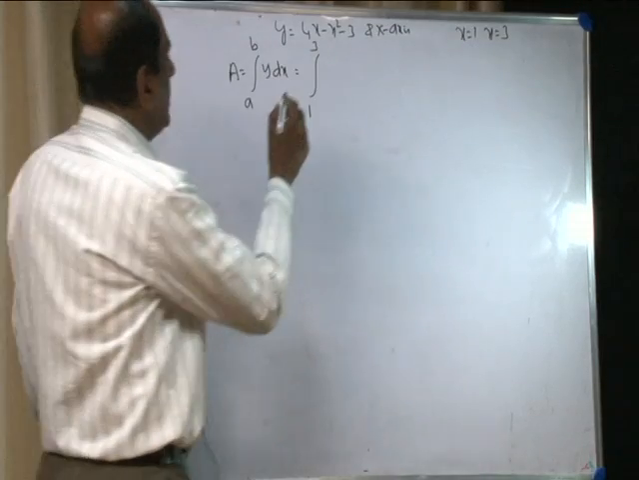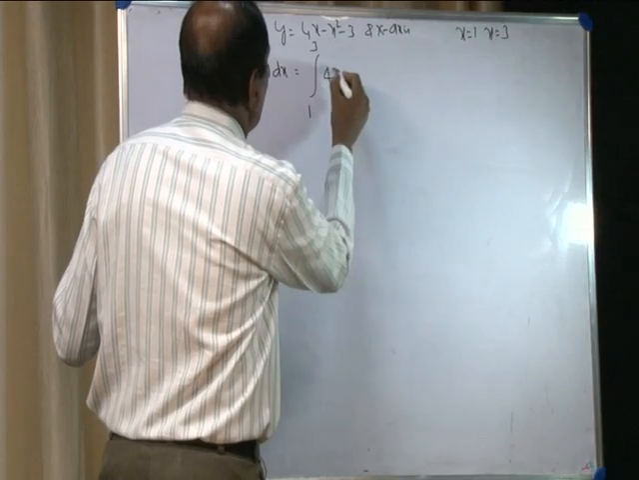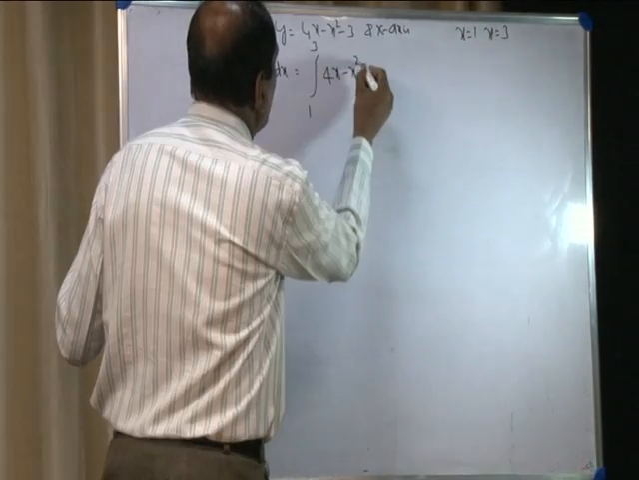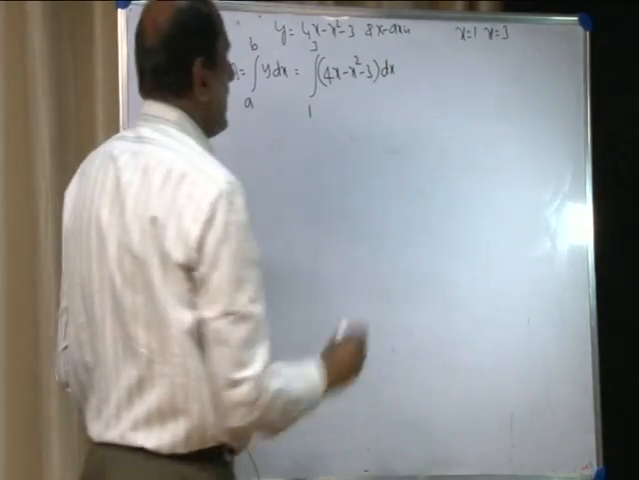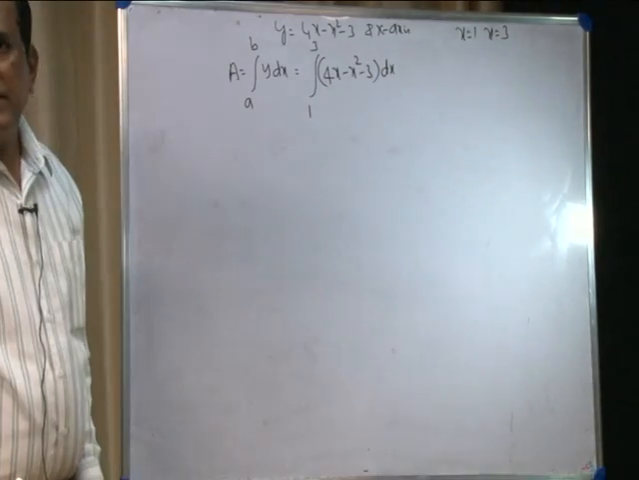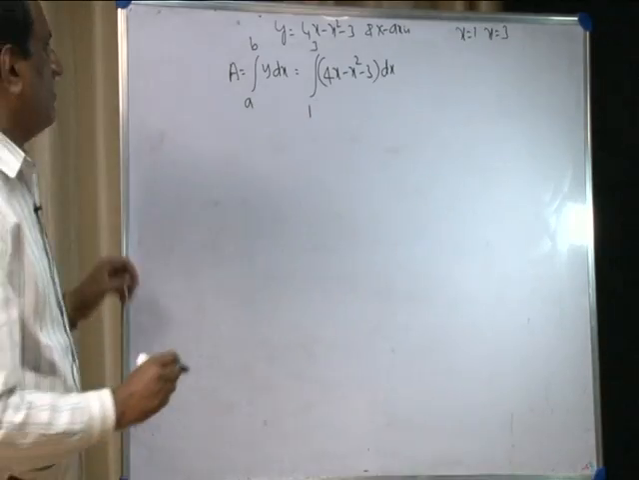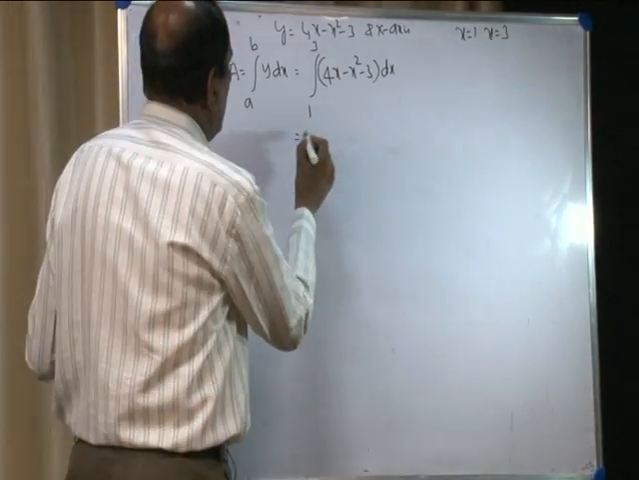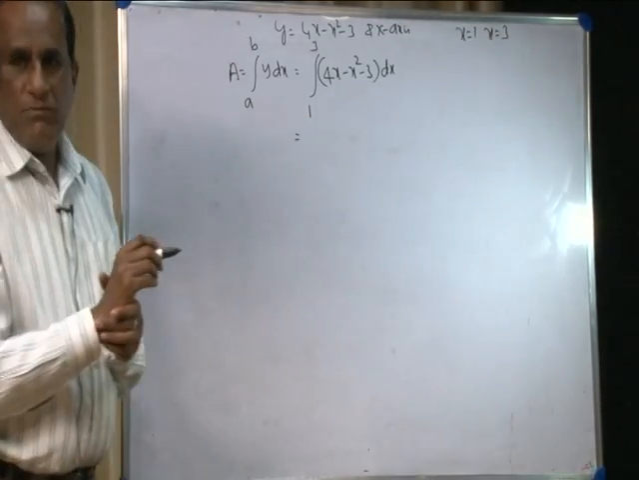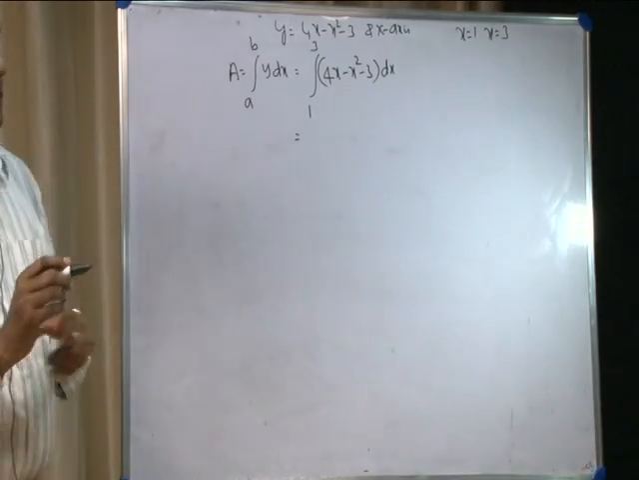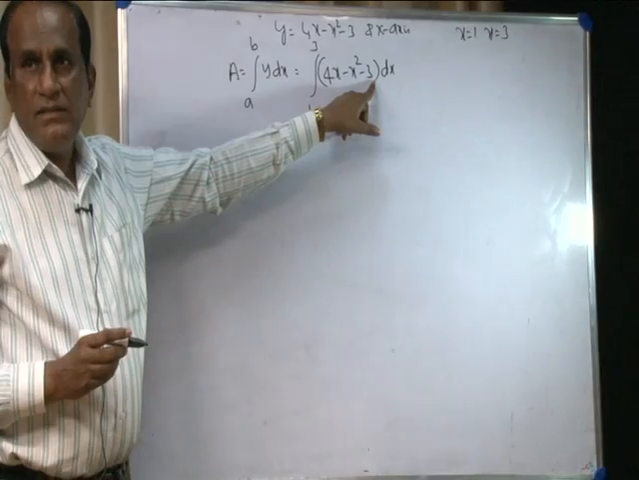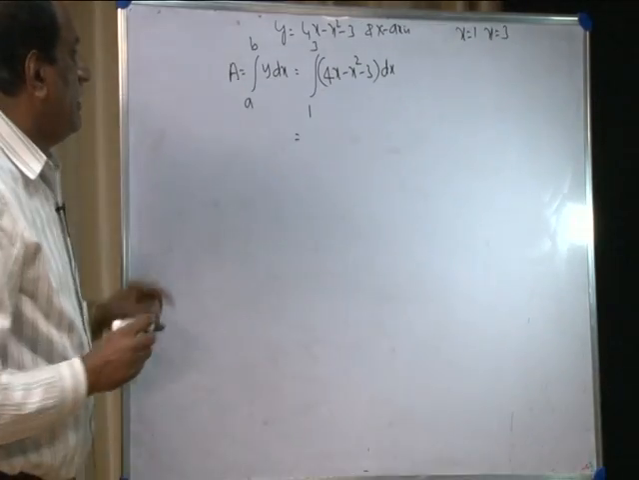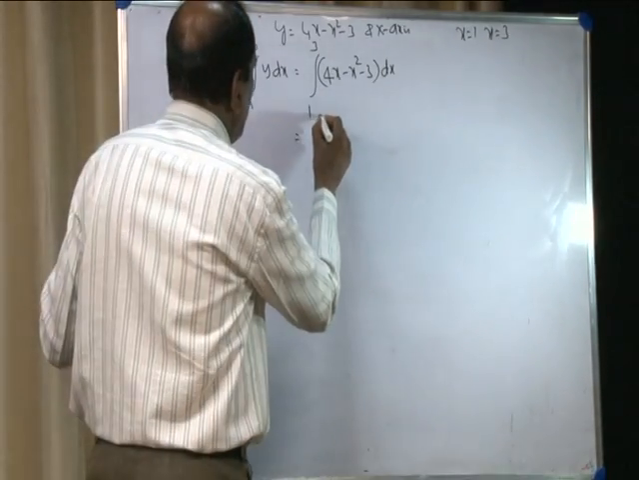So, y is 4x minus x square minus 3, with the variable of integration dx. Now this is equal to integrating term by term. There are 3 terms in the integrand. Now, integrate one by one.